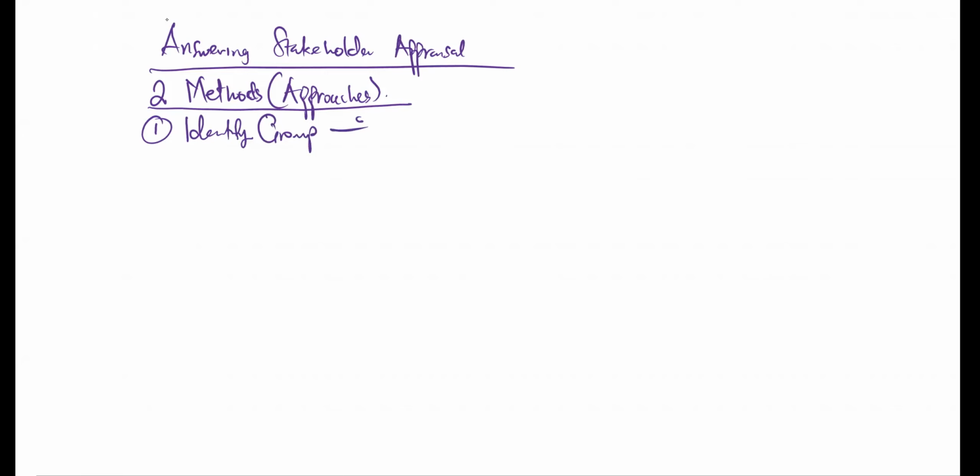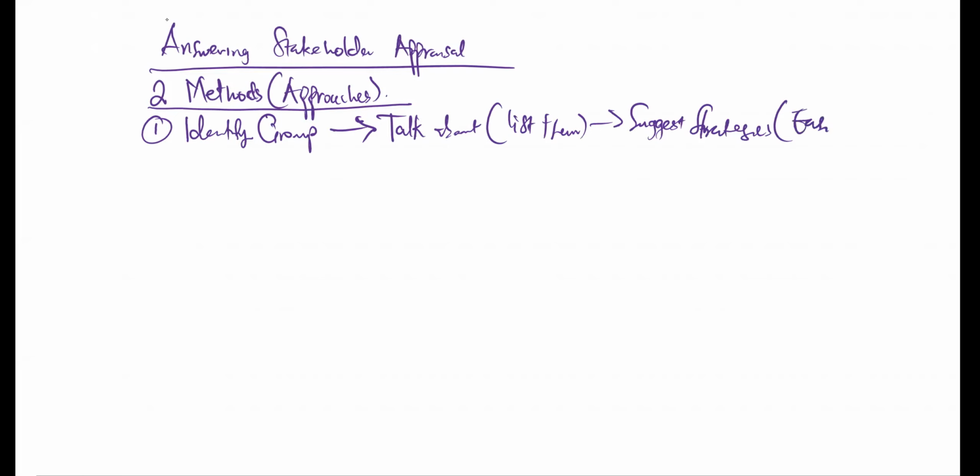You identify the group, then you talk about them, list them, and suggest strategies. So this is the easiest one. You talk about them, then you list them, then you suggest strategies.